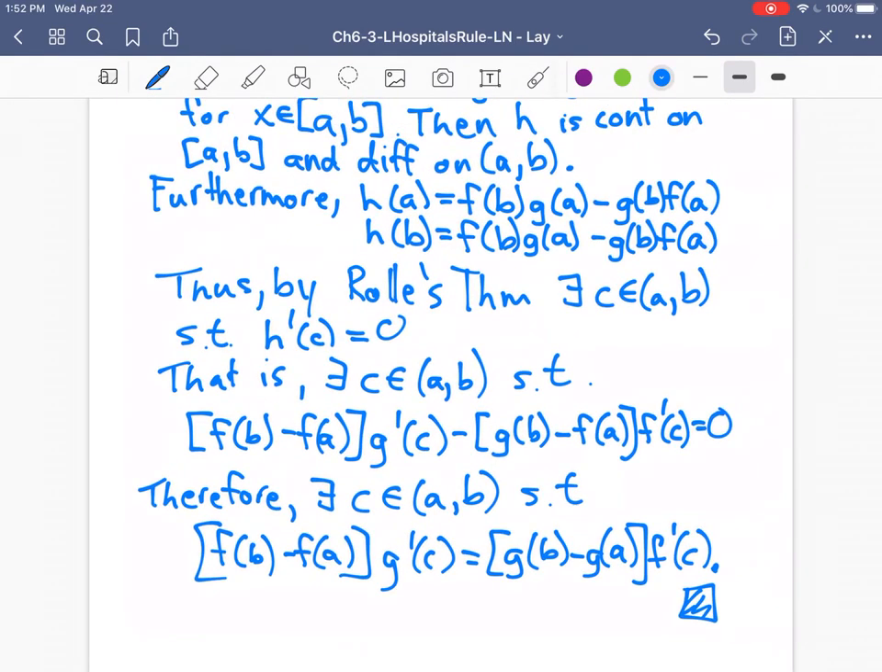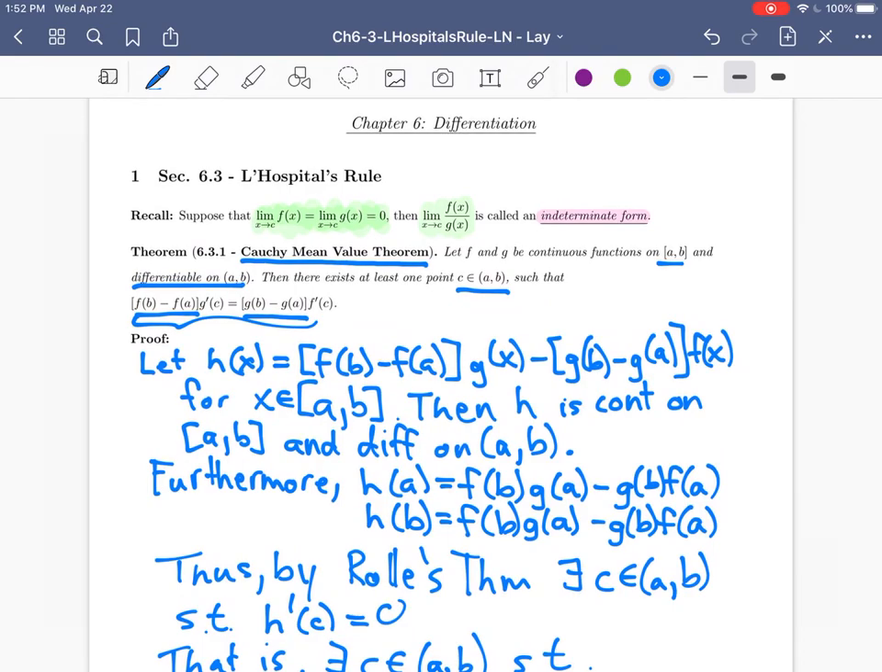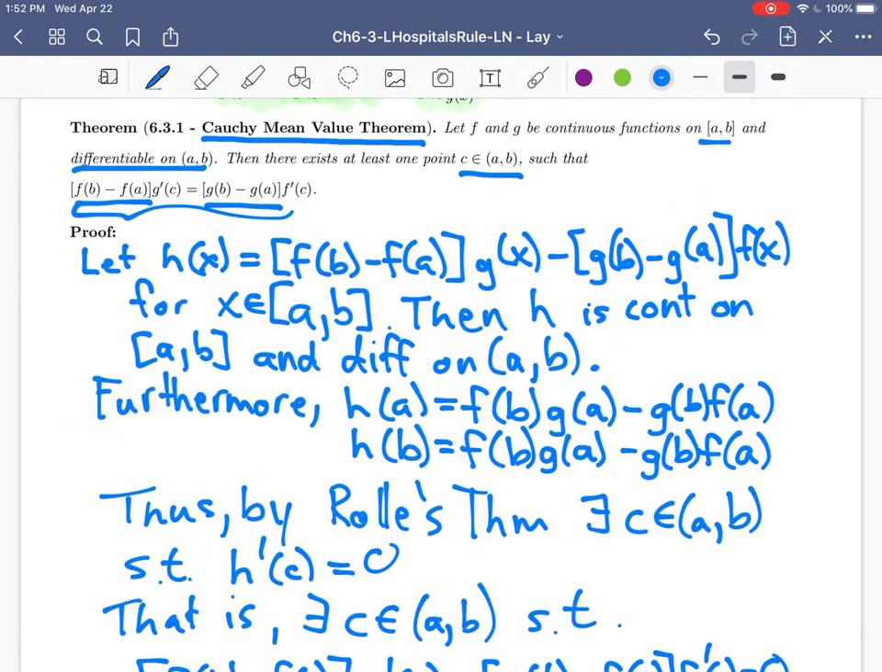beautiful. So we now have Cauchy mean value theorem. That theorem is going to be useful as we try to prove L'Hopital's rule, and we will do that in the next video.